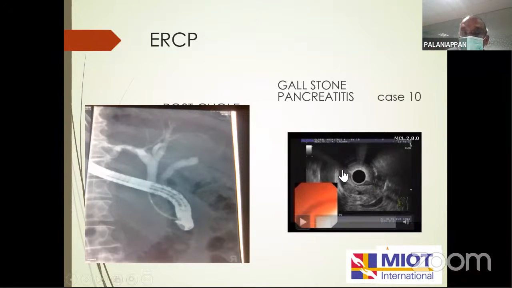So we did a US. This is the pancreatic duct. You could appreciate that both are coming in joint at the ampulla. We did an ERCP. The stone was cleared, and she recovered from her abdominal pain.